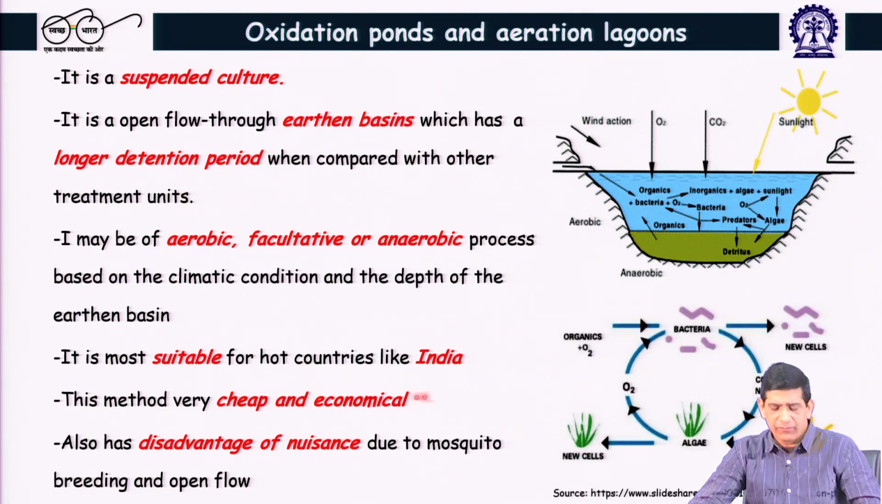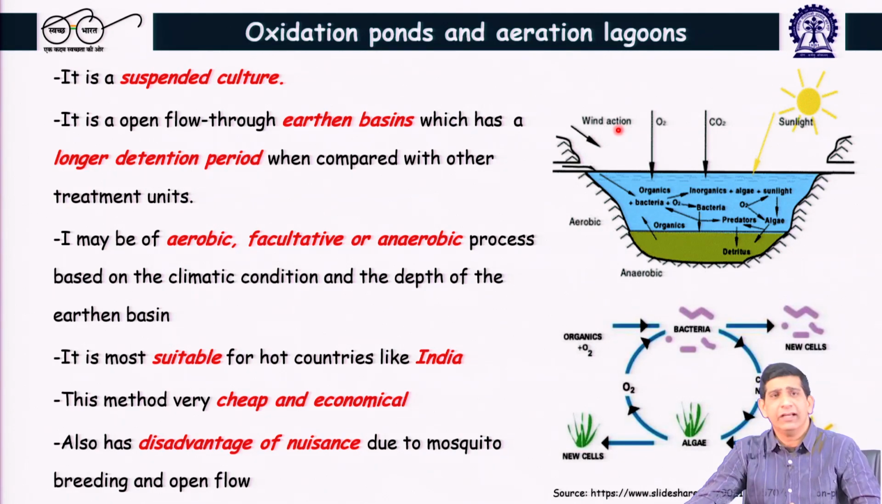It is most suitable for a country like India. In India you will see that the oxidation pond is used because the method is cheap and economical. The problem is that it creates problems in terms of mosquito breeding, and open flow could have some smell issues as well if not operated properly.